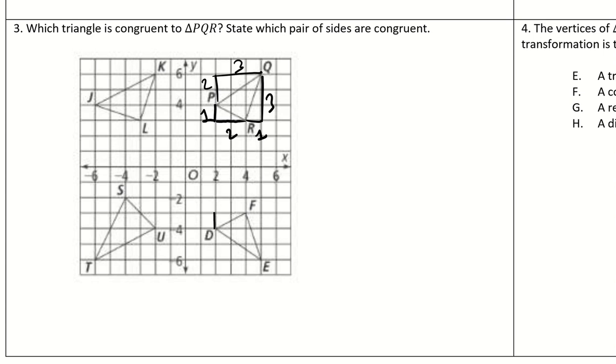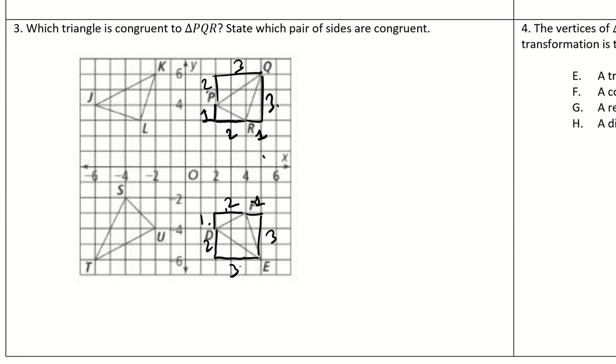If I check this side, this length is 1 and 2. This length is 1 and then 3. This length is 1, 2, 3, and 2. Ooh, that looks like it matches perfectly. 2, 3, 2, 3, 1, 2, 1, 2, 3, 1, 3, 1. So these must be congruent to each other.